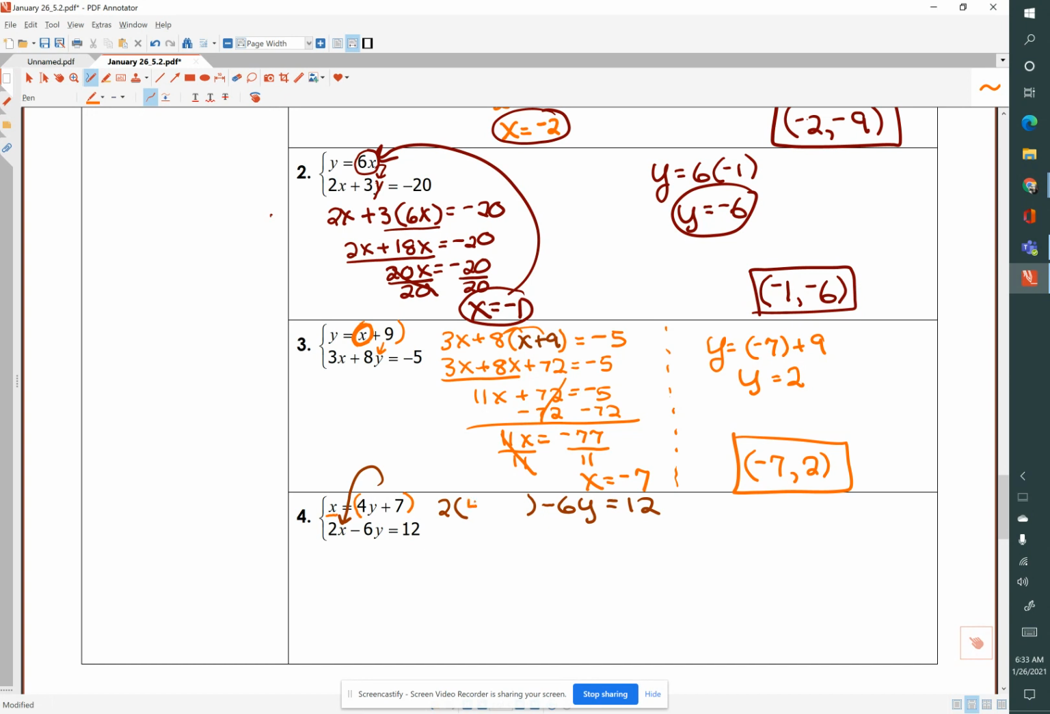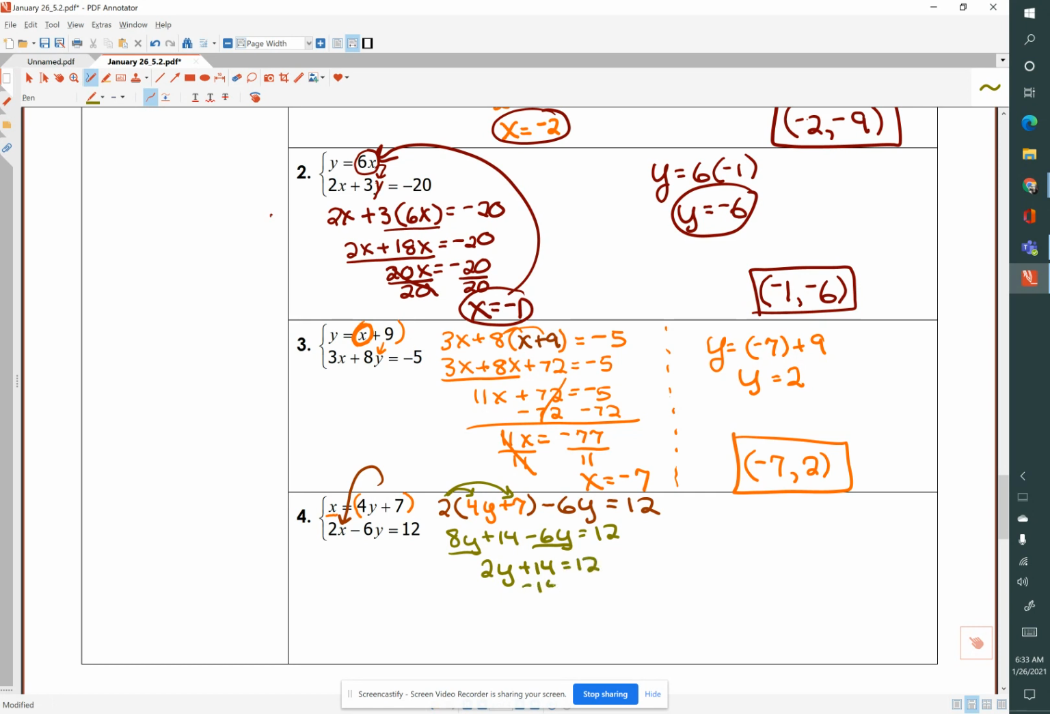So here this would be my 4y plus 7. And then I'm going to go ahead as I solve. I'm going to distribute first, which will give me 8y plus 14 minus 6y equals 12. Now I can combine the 8y minus 6y to get 2y plus 14 equals 12.